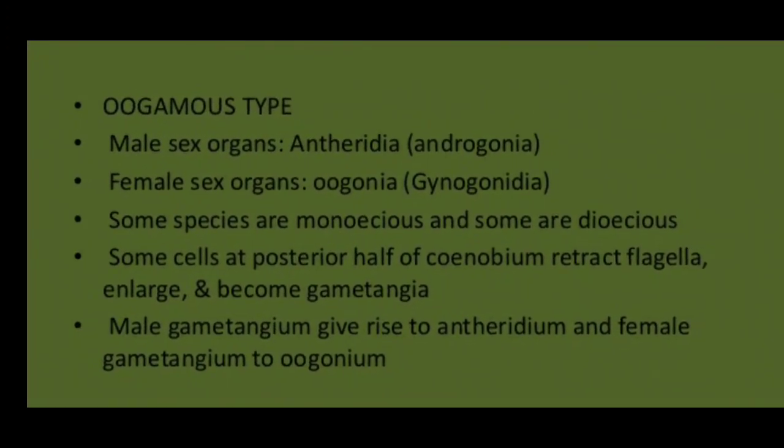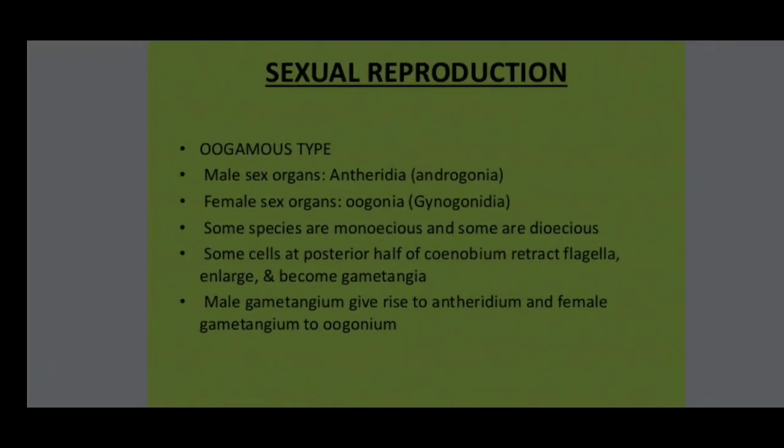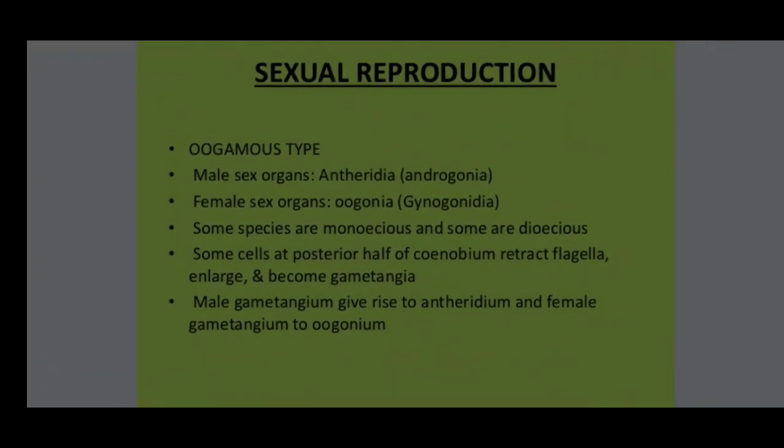So now, sexual reproduction. In sexual reproduction, gametes are produced, the male and female gametes fuse, and a zygote is formed. That is called sexual reproduction. Sexual reproduction in Volvox is of the oogamous type. What is that? Oogamous type. You know there are 3 types of sexual reproduction in algae. One of them is the oogamous type.